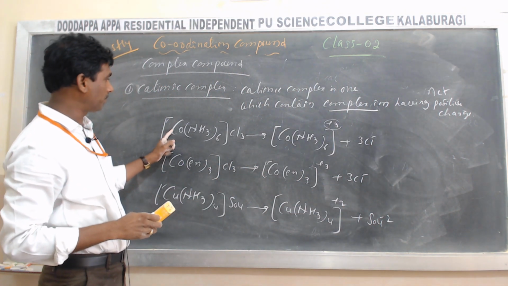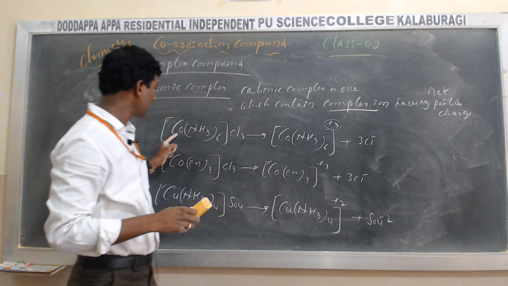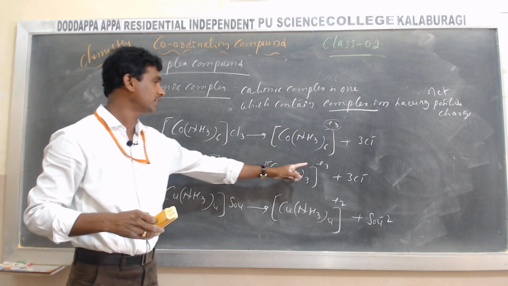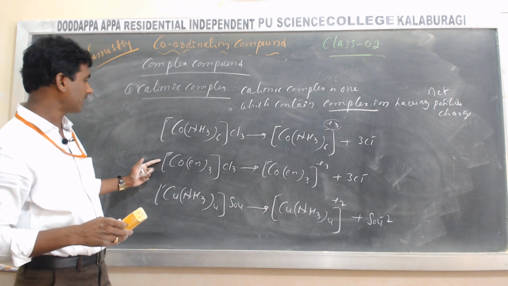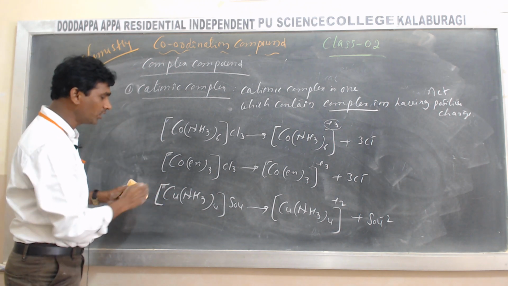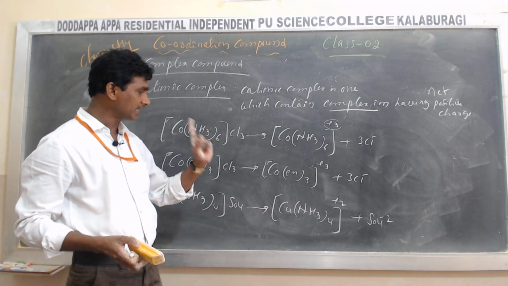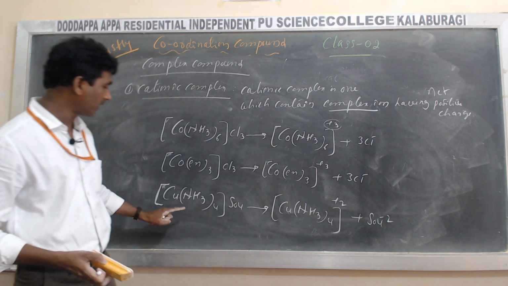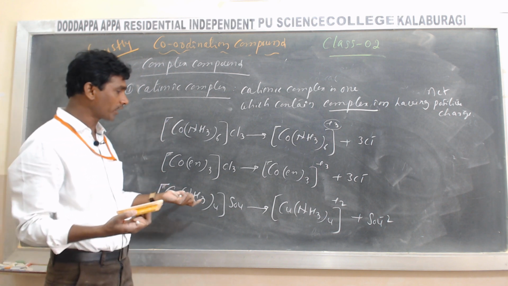In the first example the charge is positive, hence it is called a cationic complex. In the second example the coordination entity is plus 3, hence it is called a cationic complex. In the example of cuproammonium sulfate, it is a cationic complex, containing at least one complex ion having a positive charge, so that's why this complex is an example of a cationic complex.